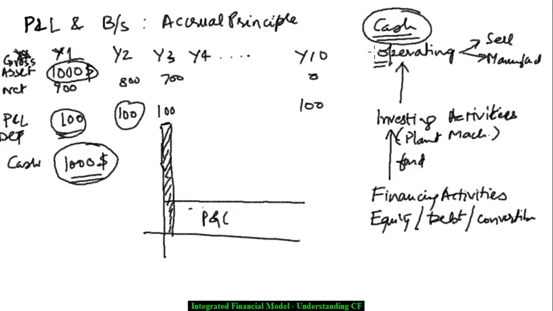So whenever we speak about the cash flow statement, please note that this is on the cash basis. This is not on the accrual basis, it is on the cash basis. So actually what's flowing in and what's flowing out of the company, right?